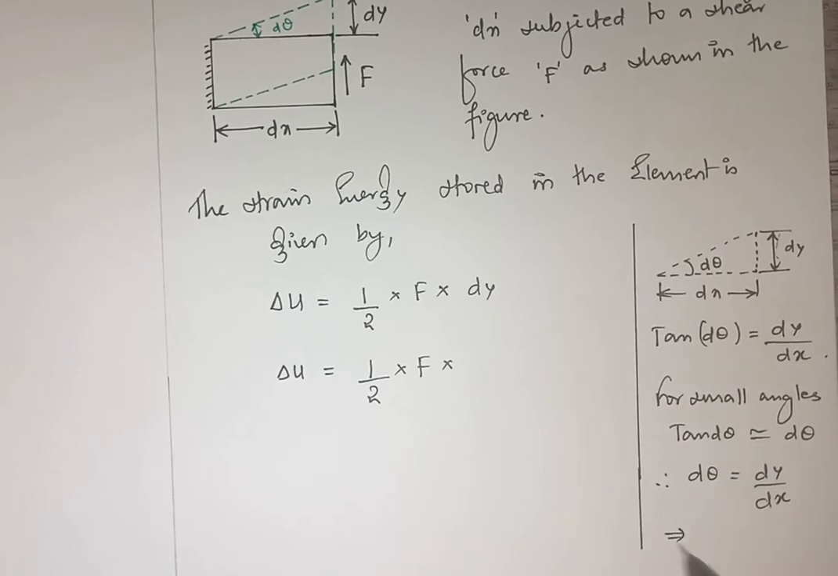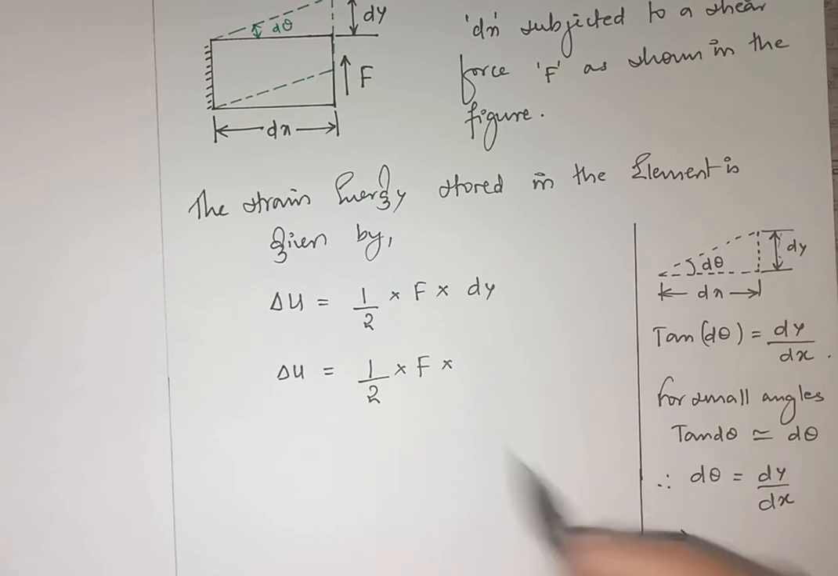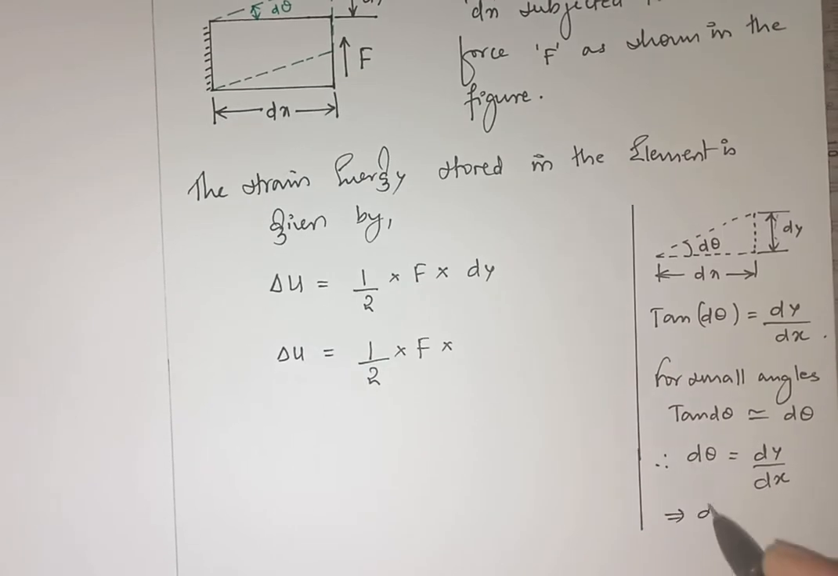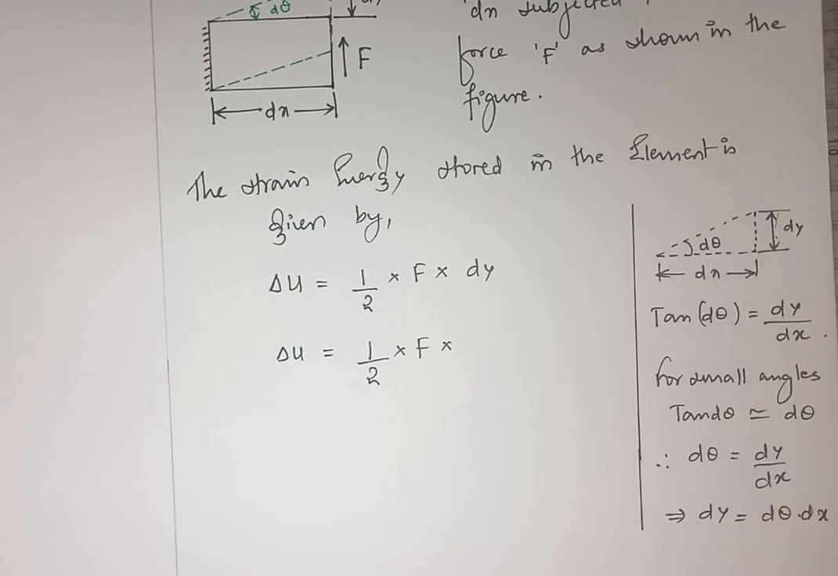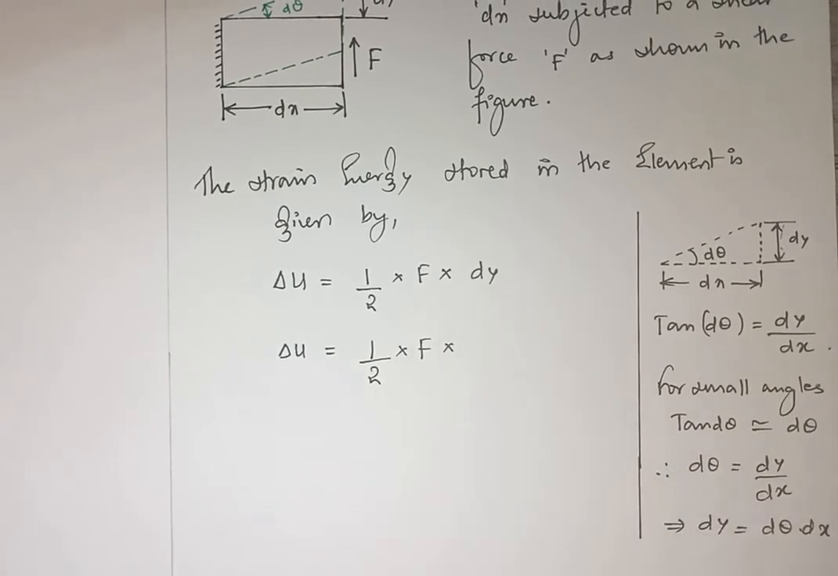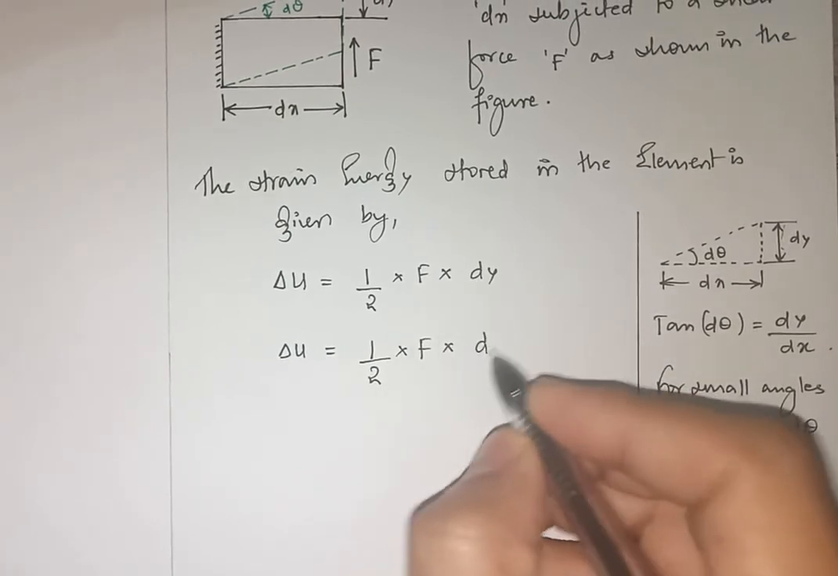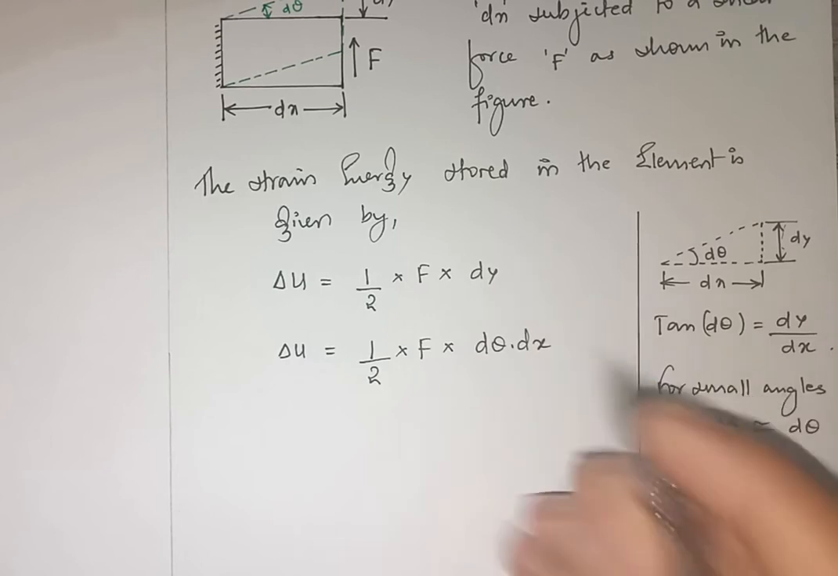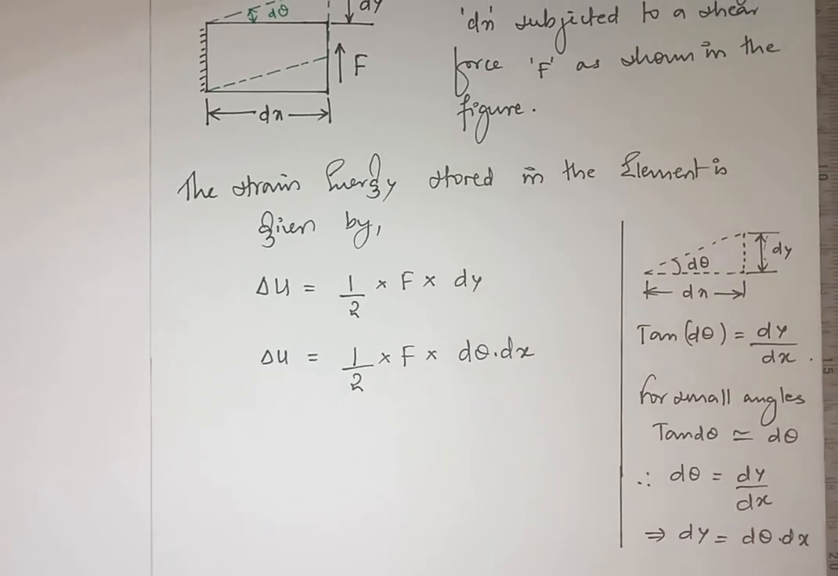So this implies that I want to substitute for dy. So this implies that dy is equal to d theta into dx. This is important. Here where there is dy, there you put the expression as d theta into dx. D theta into dx. Right?